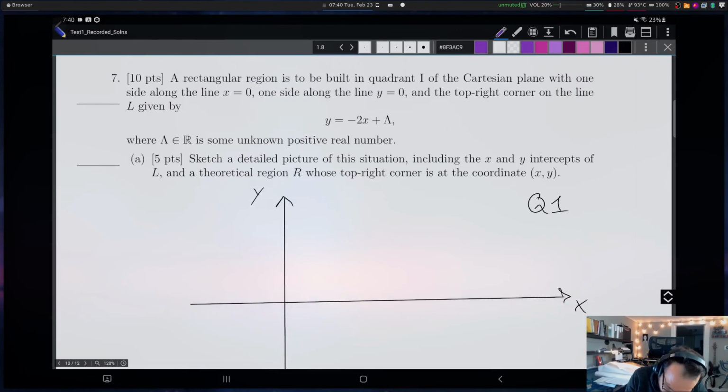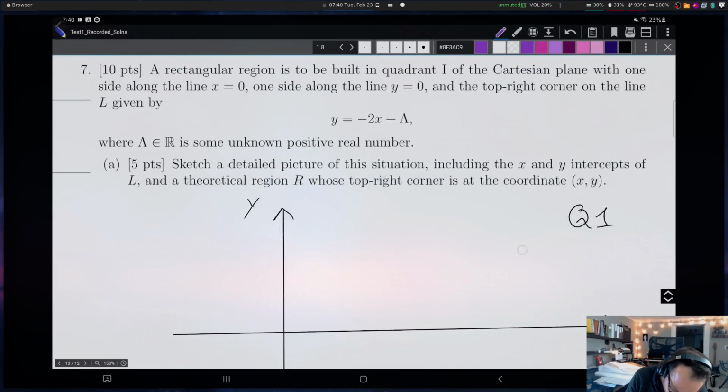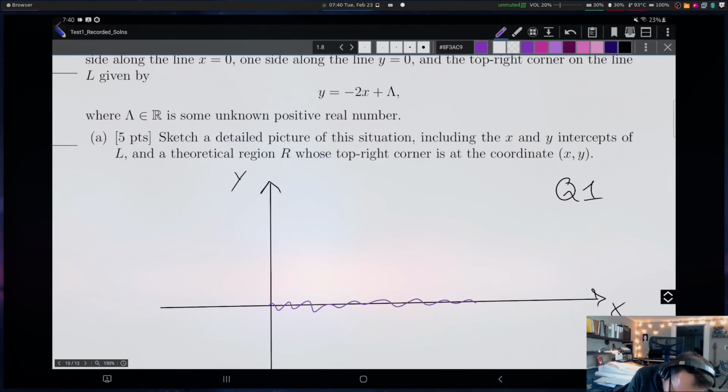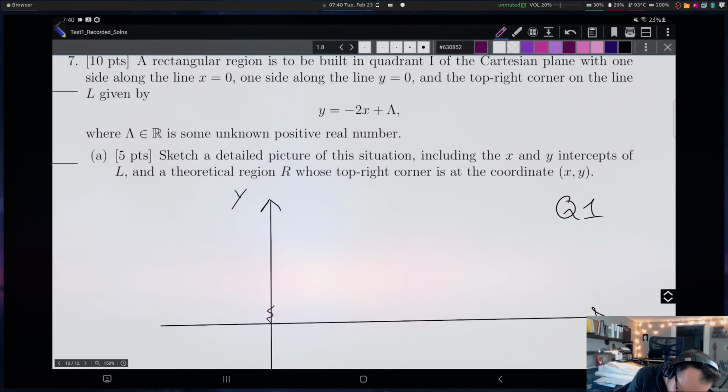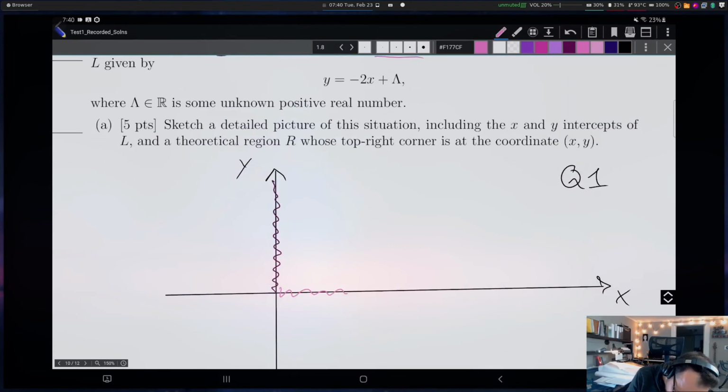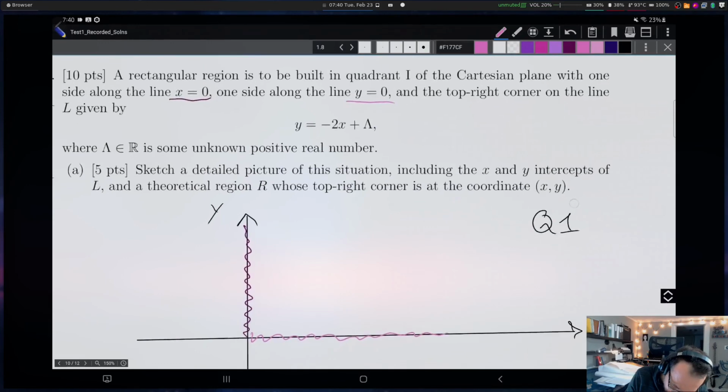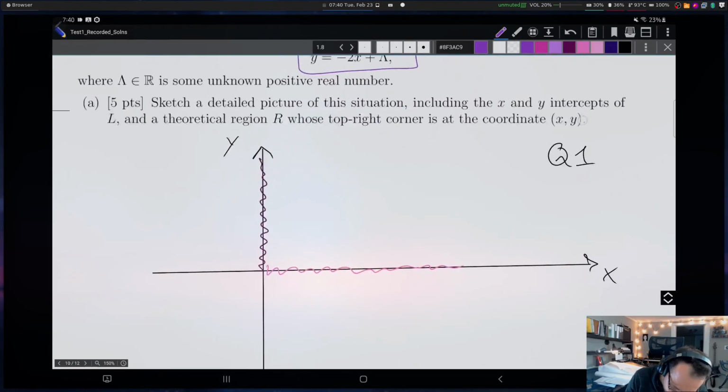We know that one side is going to be along this axis. Let's see, the line x equals 0, so that's going to be where one side lies. Sorry, I just read that wrong. One side is along the line x equals 0, which is actually this, and one side is along y equals 0, so that's going to be this line. And then the top right corner will be on this line, L, given by this equation.